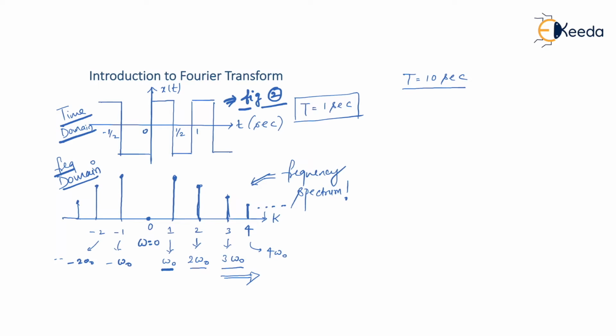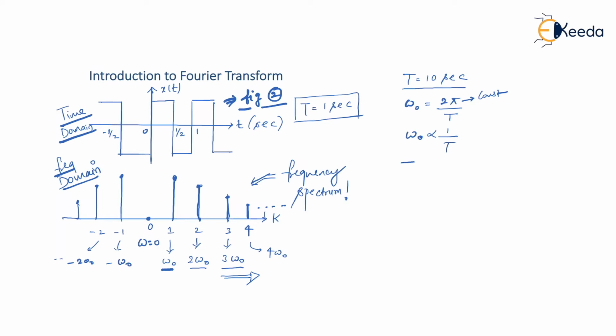Now, what is going to happen in the frequency spectrum? What changes is it going to make in the frequency spectrum? Let us see. You know that omega naught, the fundamental frequency, is 2 pi by T. We know that 2 pi is constant. So I can say that mathematically omega naught, the fundamental frequency, is inversely proportional to time.